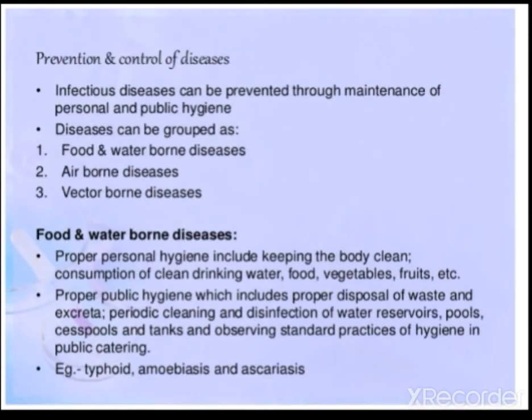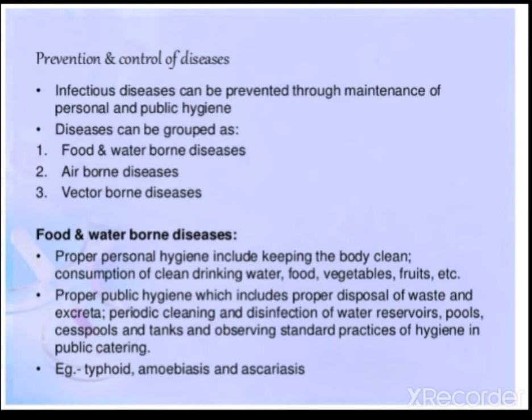How can we prevent and control the diseases? Infectious diseases can be prevented through maintenance of personal and public hygiene. Diseases can be grouped as food and waterborne diseases, airborne diseases, vector-borne diseases. So, food and waterborne diseases. Proper personal hygiene includes keeping the body clean, consumption of clean drinking water, food, vegetables, fruits, etc. By means of that we can control.